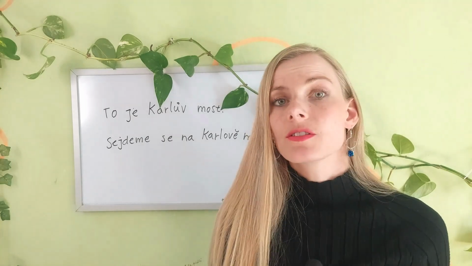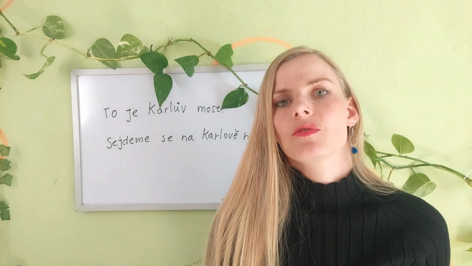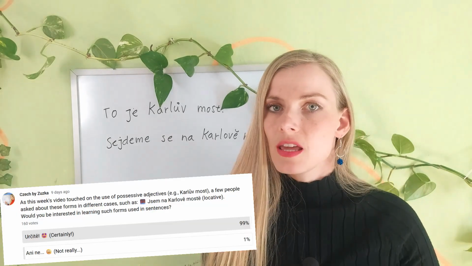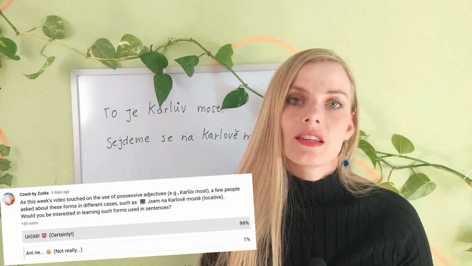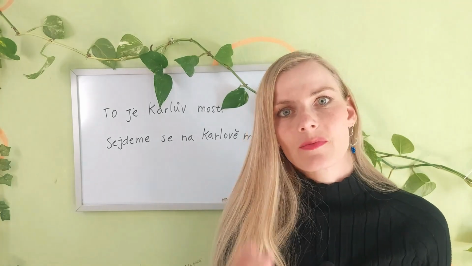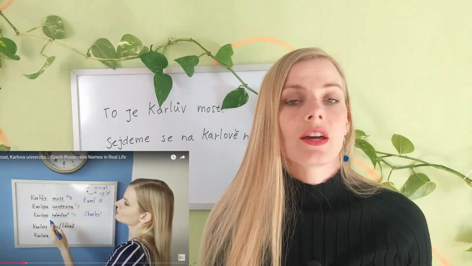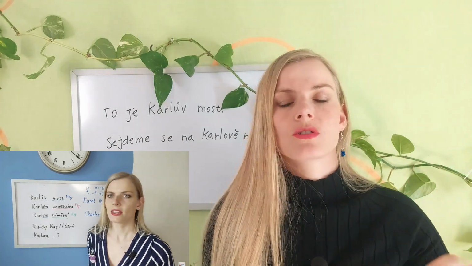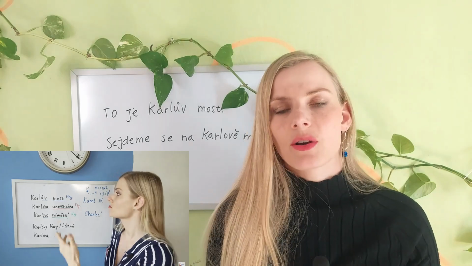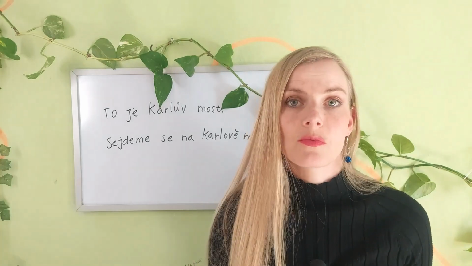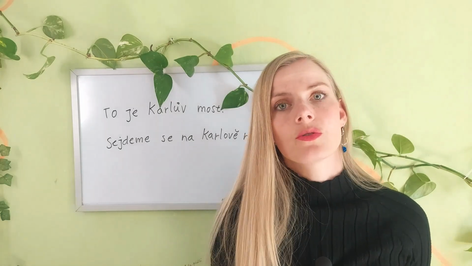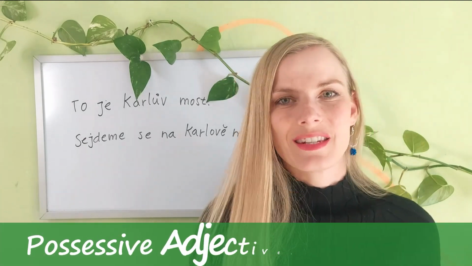Welcome to my video. So it turns out that quite a few of you are interested in learning how to use the possessive names or possessive adjectives in context, in different cases. In the past, I introduced this topic and showed how to make forms such as Karlův most, Karlovo náměstí, Karlova univerzita. These special forms we use to express ownership or relation. But I only showed you the nominative case. In this video, we're going to see how to use these forms in different cases.